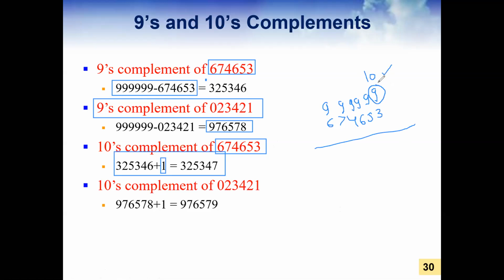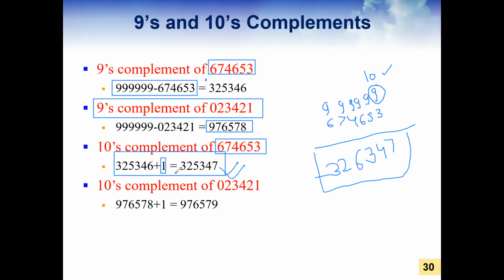Just consider this is a 10. So 10 minus 3 is going to be 7. 9 minus 4 is going to be 5... 9 minus 6 is going to be 3. 9 minus 4 is going to be 6. 9 minus 7 is 2. 9 minus 6 is 3. So see the result. So directly it is possible.